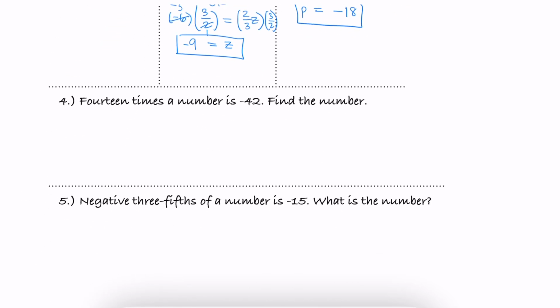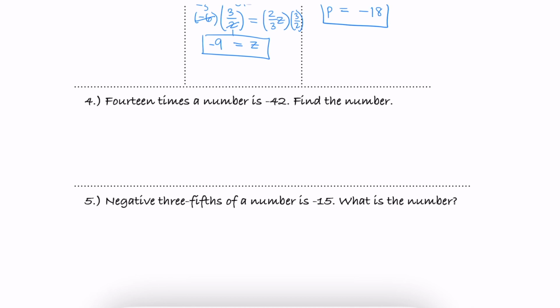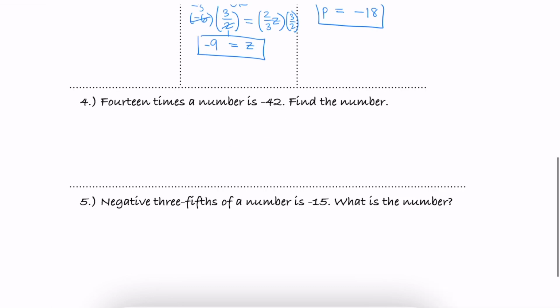Question 4 and 5, we're going to get an algebraic expression for this verbal expression, find the value of the number that we're asked to find, and then check our solution. So 14 times a number is -42. So 14 times a number, let's call that x, equals -42.